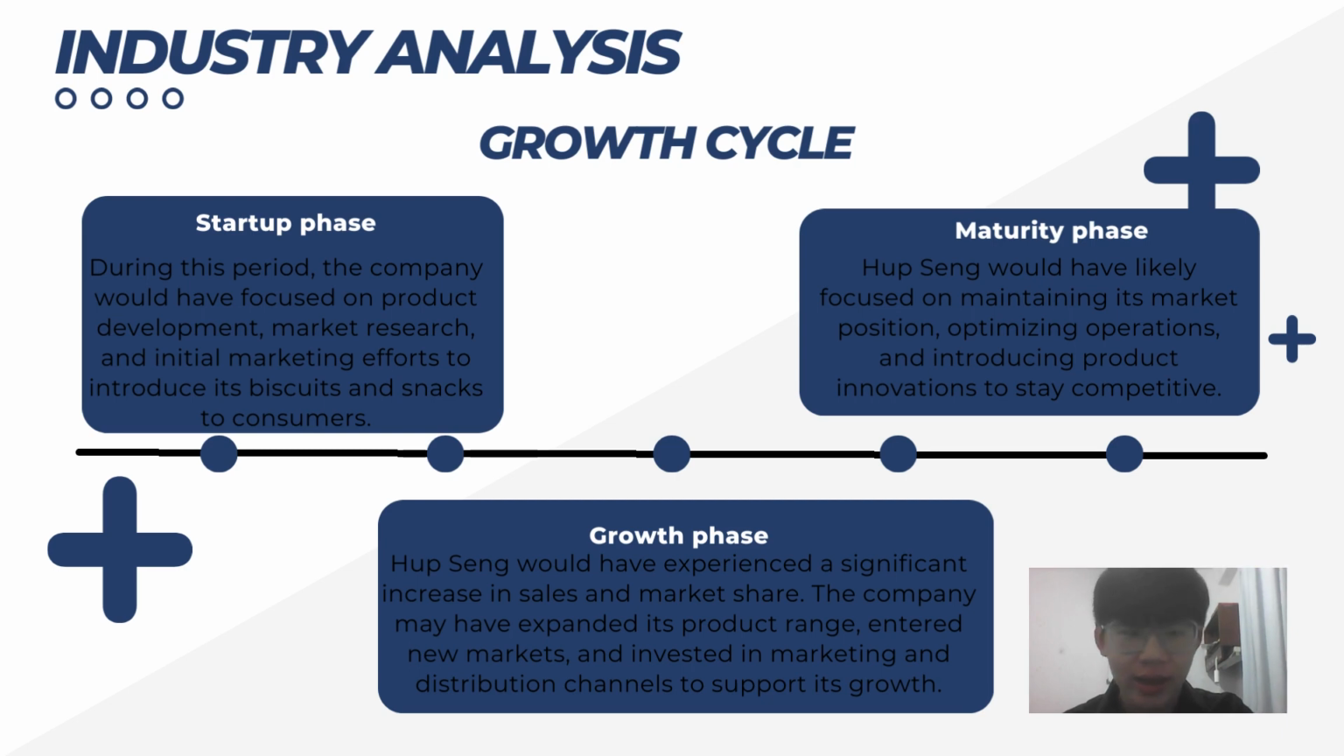And next, the maturity phase. Hup Seng would have likely focused on maintaining its market position, optimizing operation, and introducing product innovation to stay competitive. And the last is the growth phase. Hup Seng would have experienced a significant increase in sales and market share. The company may have expanded its product range, entered new markets, and invested in marketing and distribution channels to support its growth.